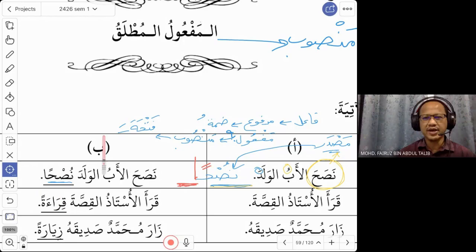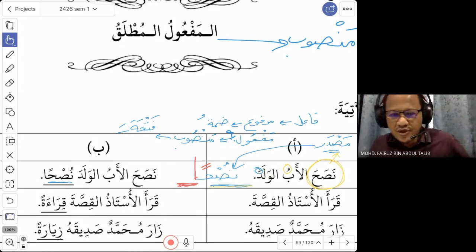Because the function is just to add emphasis to the sentence. That's all. So how do you translate this? It is up to you. You can add the word "indeed" in front of the sentence. But how do you know the word indeed is there? By understanding the function of maf'ul mutlaq. This is one of the topics that is very difficult to translate into other languages, so we need to understand the function. Nasahal abul walada nushan: indeed, the father has advised his son or the boy. So no need to translate nushan anymore. This is what we mean by al maf'ul al mutlaq.